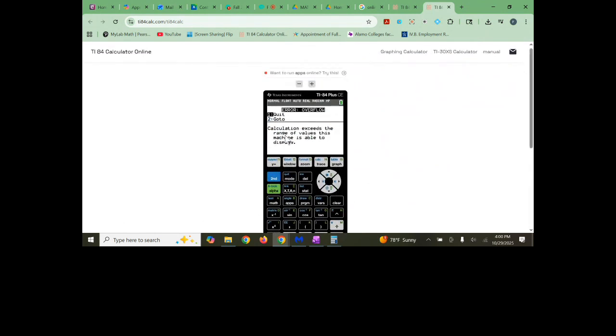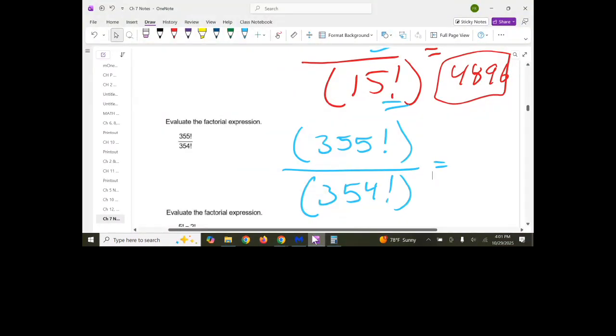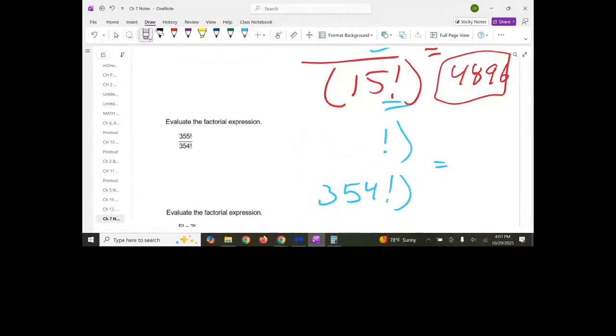Ooh, look what it says. The calculation exceeds. Man, my calculator can't even do that. Okay, let's do this real quick, y'all. Let's come back. We're going to erase this. My calculator wouldn't even handle that for me.